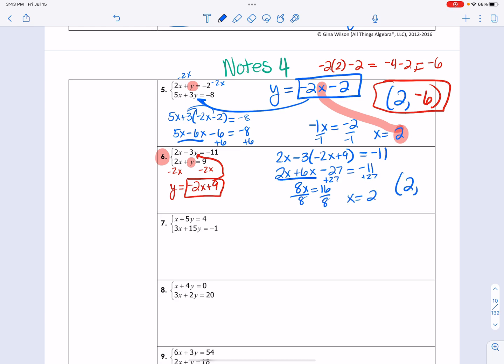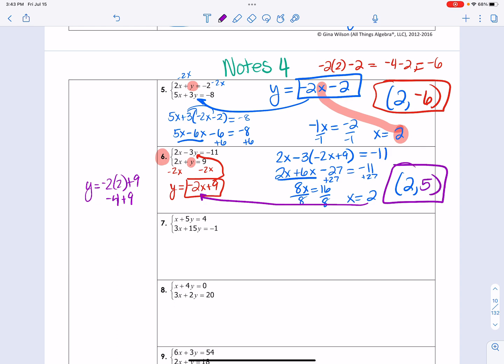I need you to write these as a point. Do not write x equals, y equals. I want you to write them as a point because they are a point. So I'm going to take that 2 and put it in there. So y equals a negative 2 times 2 plus 9. So that's a negative 4 plus 9. So my answer is 5. So the answer to this problem is (2, 5). Okay.